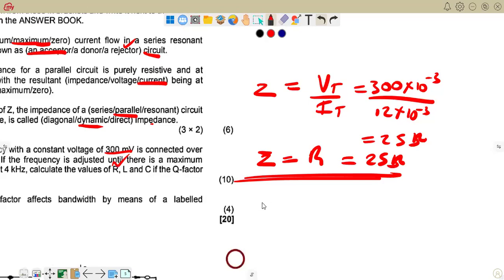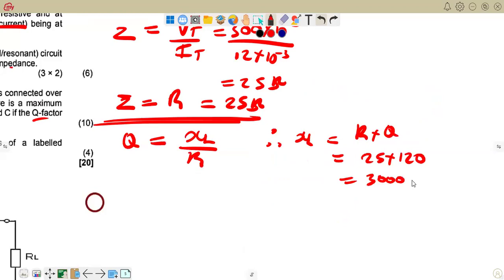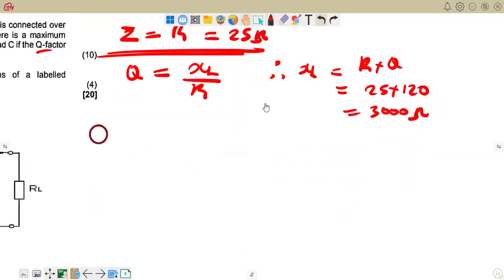Now, let's calculate L. Where can we get it? Right. Again, we ought to know the quality factor we have been given. Q at series resonance is equal to XL over R, hence making XL equal to R times Q. So we can now calculate it as 25 multiplied by 120, and that will give us 3,000.